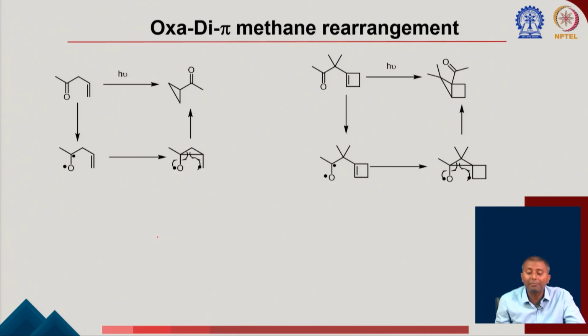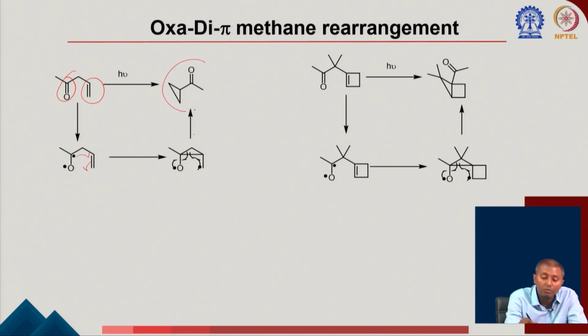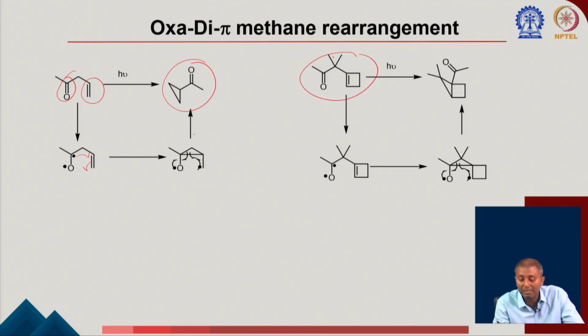Then there is the oxa-di-pi-methane rearrangement. If you have a carbonyl and a double bond here, then there will be an n to pi star transition. Then this radical can add here to form this radical species. Now it can open the corresponding cyclopropane and generate a radical, which can again recombine to form this species.